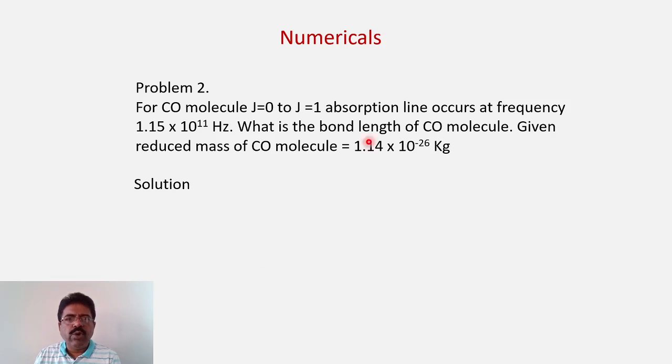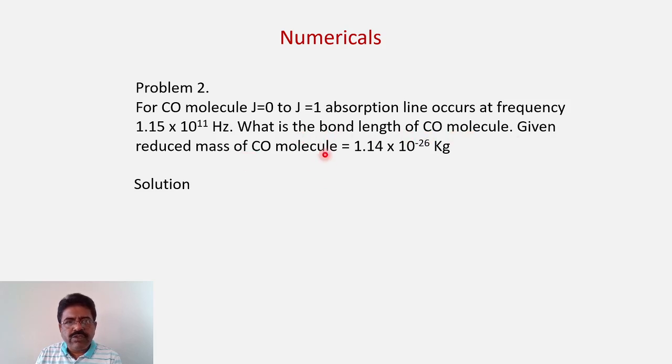Now let us go to one more numerical, the second problem. For the carbon monoxide molecule, the J equal to 0 to J equal to 1 absorption line occurs at frequency 1.15 into 10 raised to 11 hertz. What is the bond length of the carbon monoxide molecule?